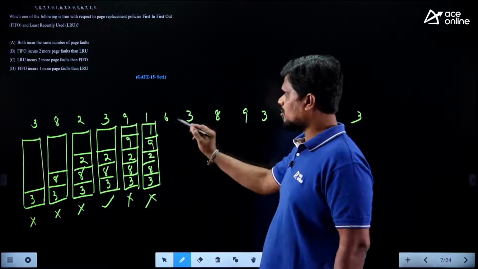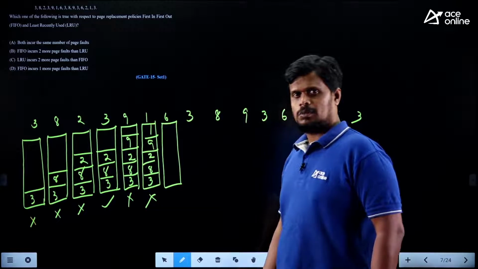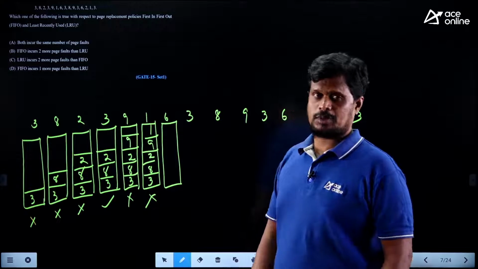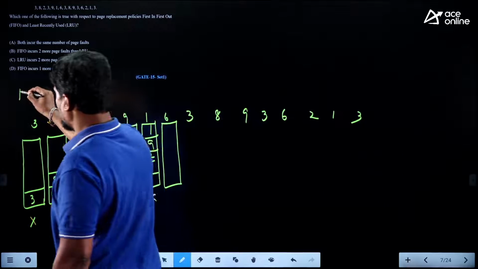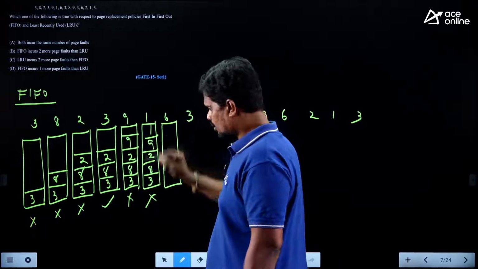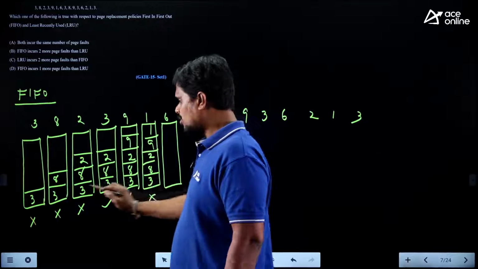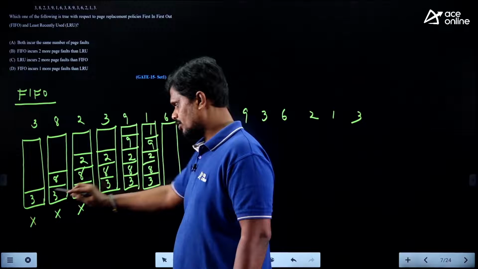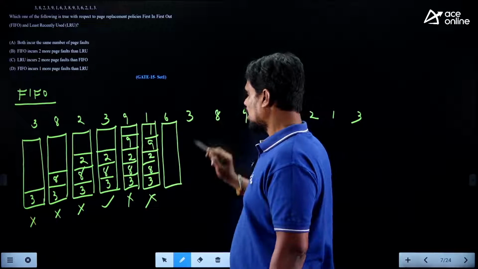Now the CPU is willing to access page 6. So page 6 we want to access, but page 6 is not part of the current main memory. Then which page do we need to select for replacement? If it is the FIFO algorithm, among the 3, 8, 2, 9, 1, which page entered first? 3 entered here, 8 here, 2 here, 9 here, and 1 is entered. So 3 entered first. So that 3 is going to be the victim, to get replaced by this 6.